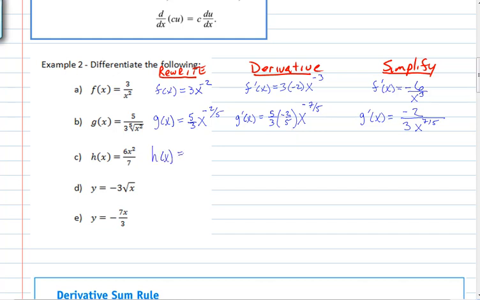h of x. When I rewrite this, what am I going to write? 6x squared over 7 is the same thing as 6/7 x squared. It's just easier to take the derivative when you write it like that. So we end up with 6/7 times 2, and because I'm multiplying it by a fraction, I'm going to put that 2 over 1, x to the 1st. There's no need to write the exponent when the exponent is 1, so h prime of x, when we clean this up, is going to be 12x over 7, or you could write 12/7 x.